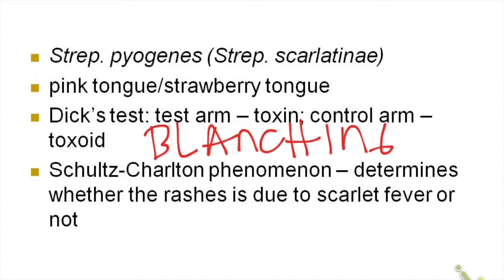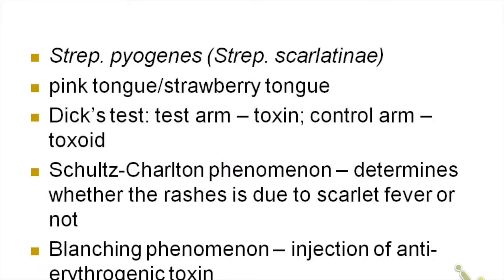There are actually 5 organisms that could usually cause skin rashes. If you want to know whether the skin rash is due to Strep pyogenes or scarlet fever, you do the Schultz-Charlton phenomenon. So, if after giving toxoid the rashes disappear, then that particular skin rash is due to scarlet fever.